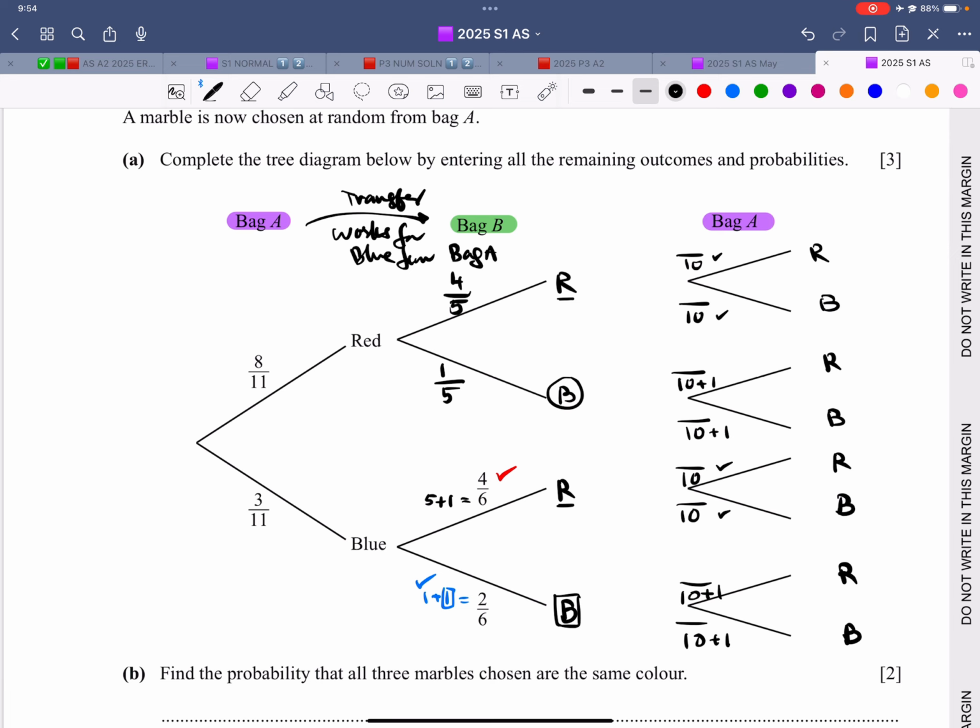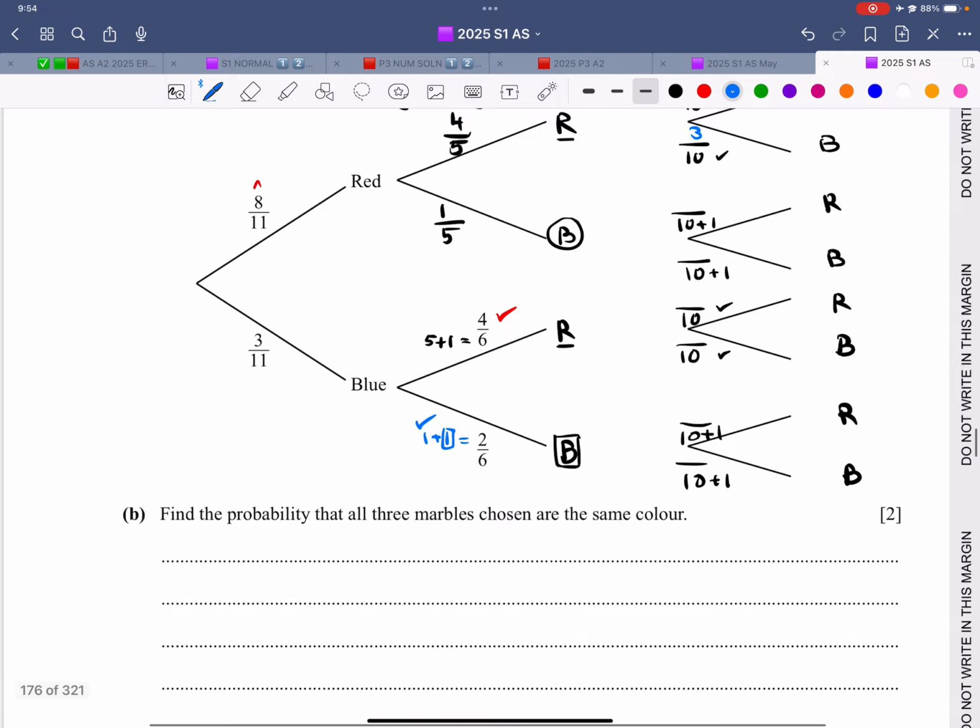So now what will happen? So now bag A has which numbers? So if we are talking about red, original red was removed. So now in bag A, 7 reds are left. Got the idea? Now, originally, if this is 7, naturally this has to be 3. Don't overthink.